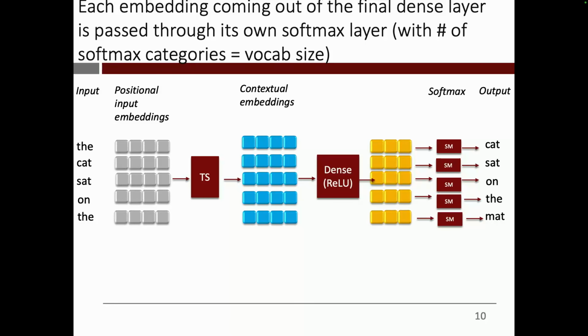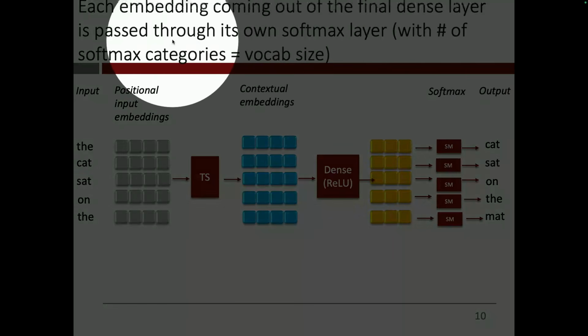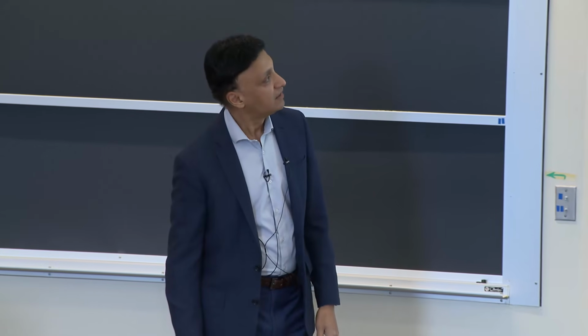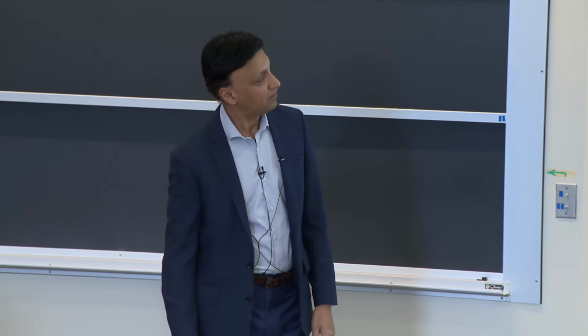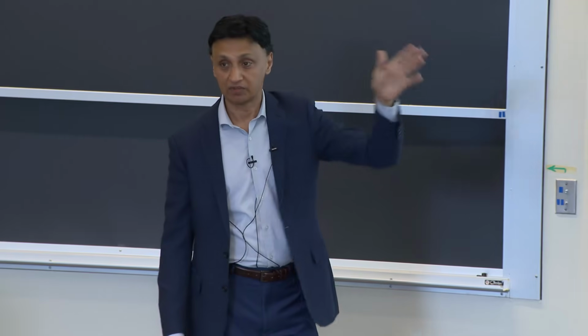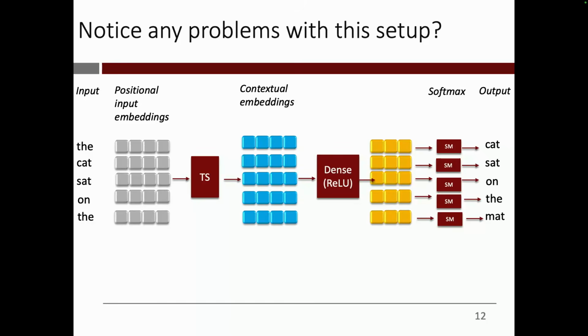OK, so this is what we have. Just to be clear, the embedding that's coming out of the final dense layer is passed through its own softmax with the number of softmax categories equal to the vocab size. So let's say we train a model like this with lots of inputs and outputs. This just looks like BERT, right? It's not that different, except that there is no notion of a mask.